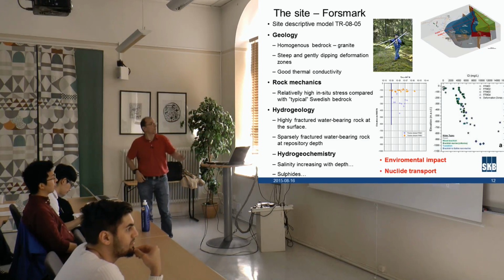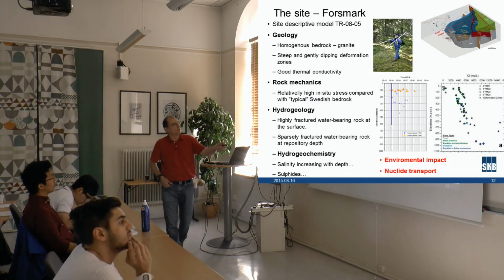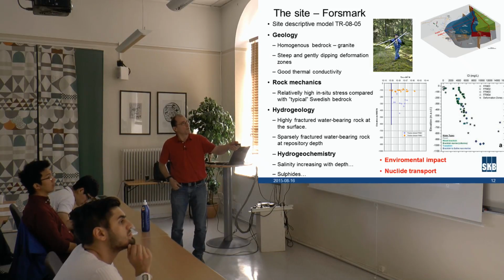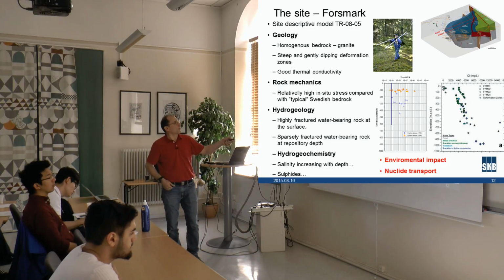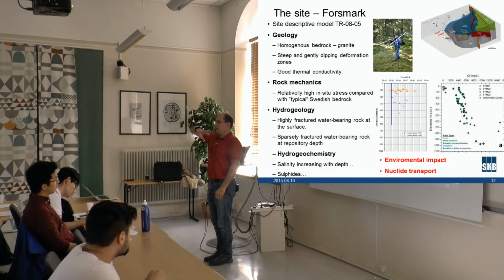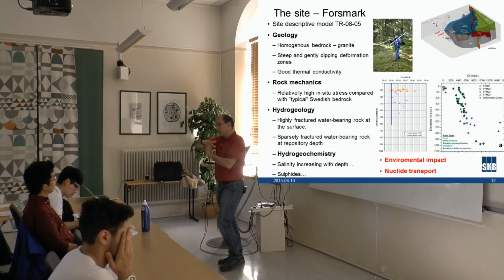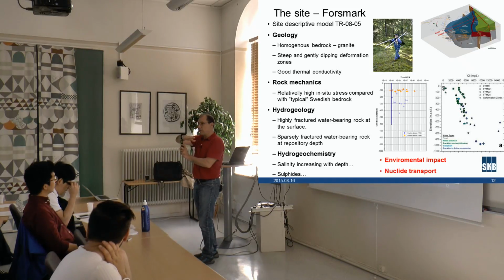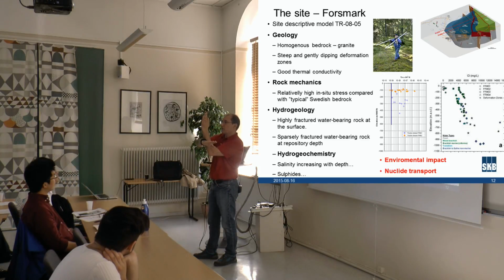So we have granite, we have steep and gently dipping deformation zones. So they are steep. This is a steep deformation zone. This is a gently dipping deformation zone. It's a very good thing to have the steeply dipping deformation zones, because imagine that we have tunnels like this, and we are not allowed to deposit in deformation zones. No canister positions in deformation zones. So if the deformation zone is vertical or subvertical, then we can deposit on those sides.